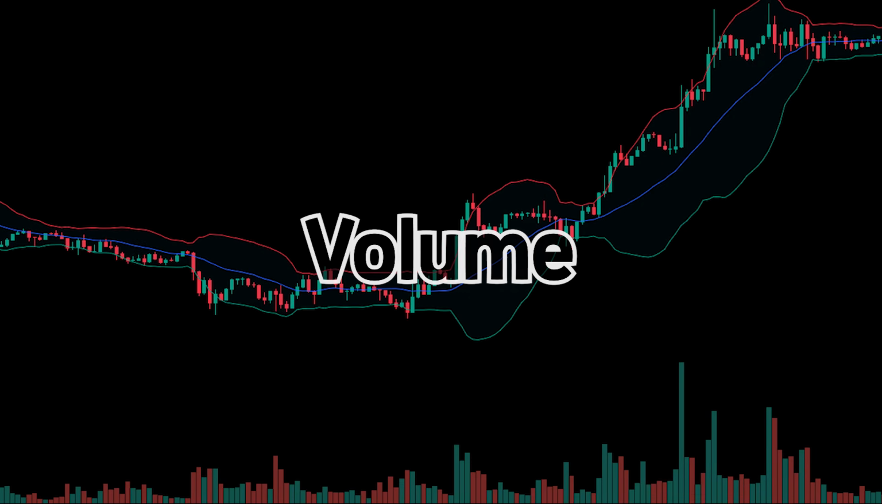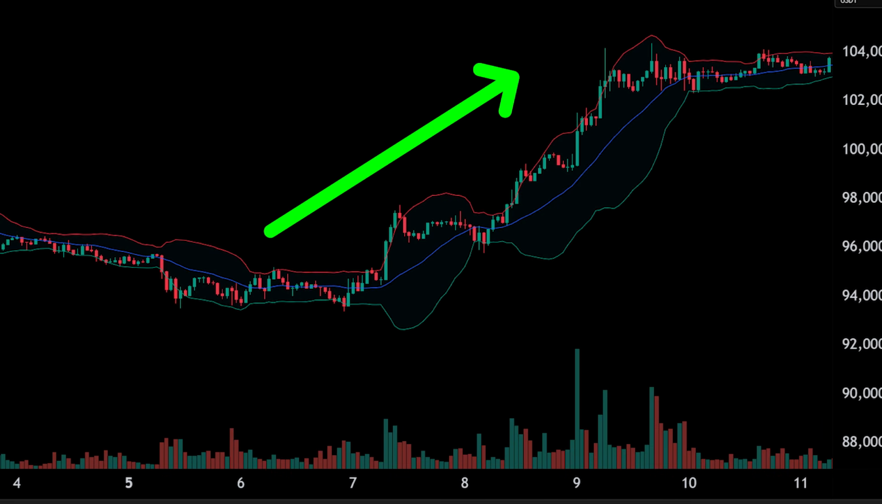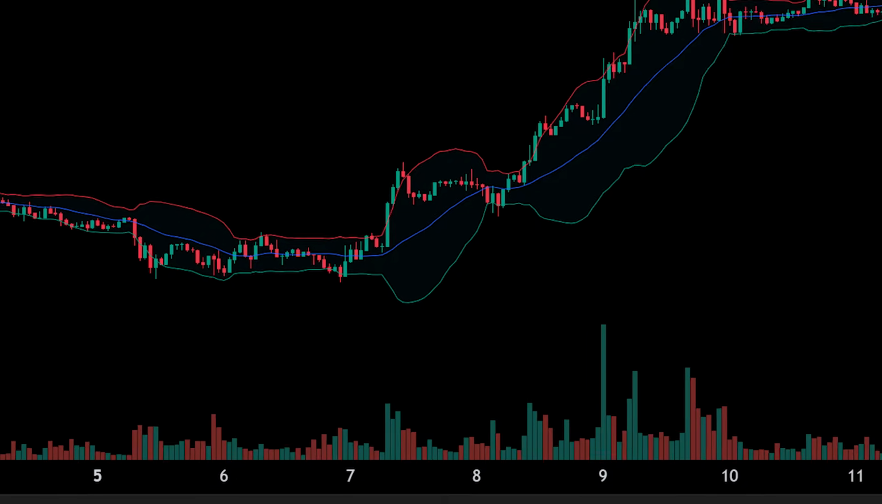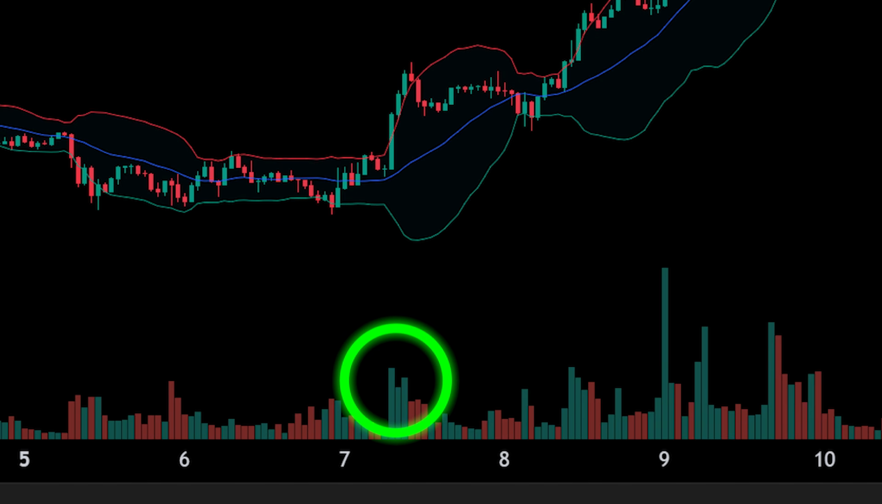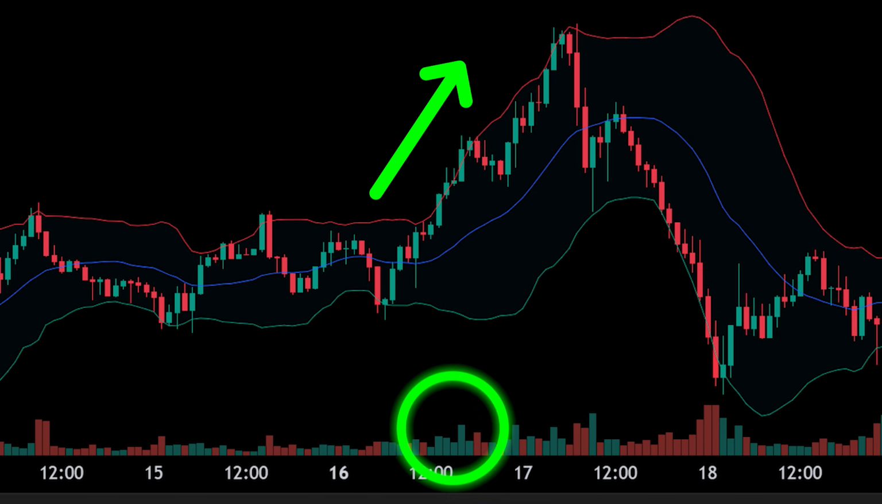Second, volume. If the breakout candle is accompanied by a surge in volume, the reliability increases significantly. If that candle's volume is noticeably higher than the recent average, the breakout is likely real. If volume looks normal, be suspicious of a fake breakout.